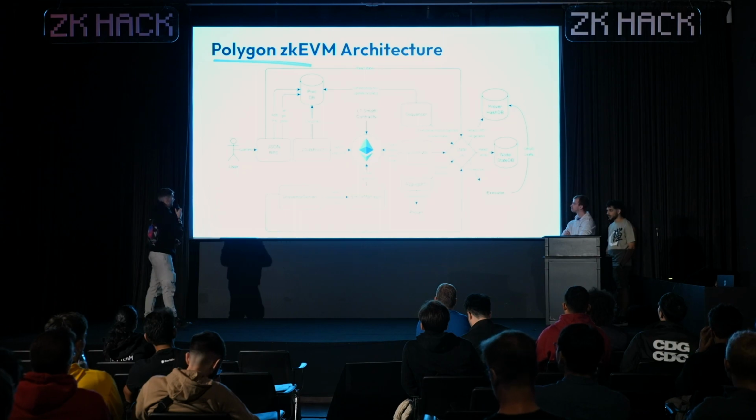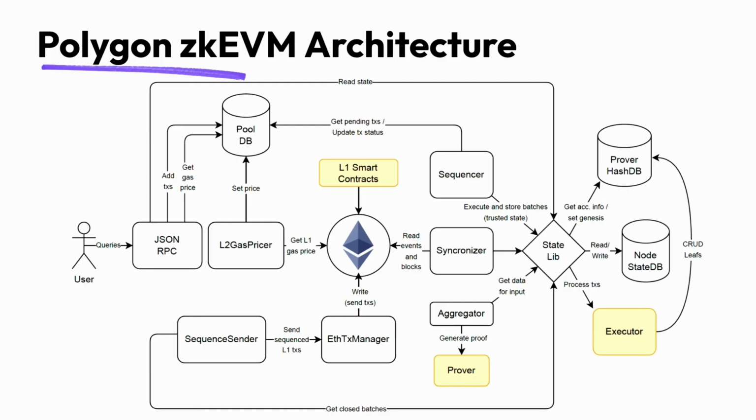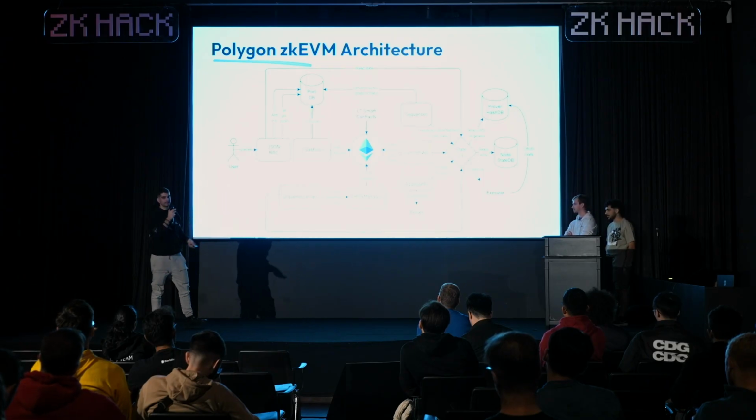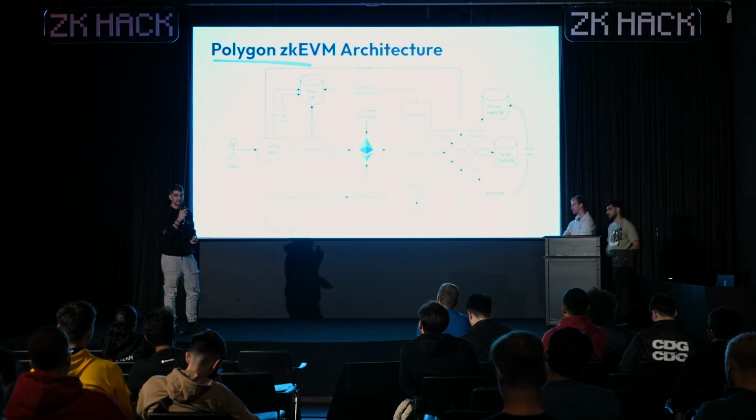Okay, but we have here the pool database, which is basically the place where we store all the transactions. We have the sequencer, which is the entity that decides in which order we're going to prove the transactions. We also have databases in which we store our state transitions. We have the executor, which is in charge of executing all the transactions. And finally, we have the proving part, which is the part that is more interesting to us in this event.